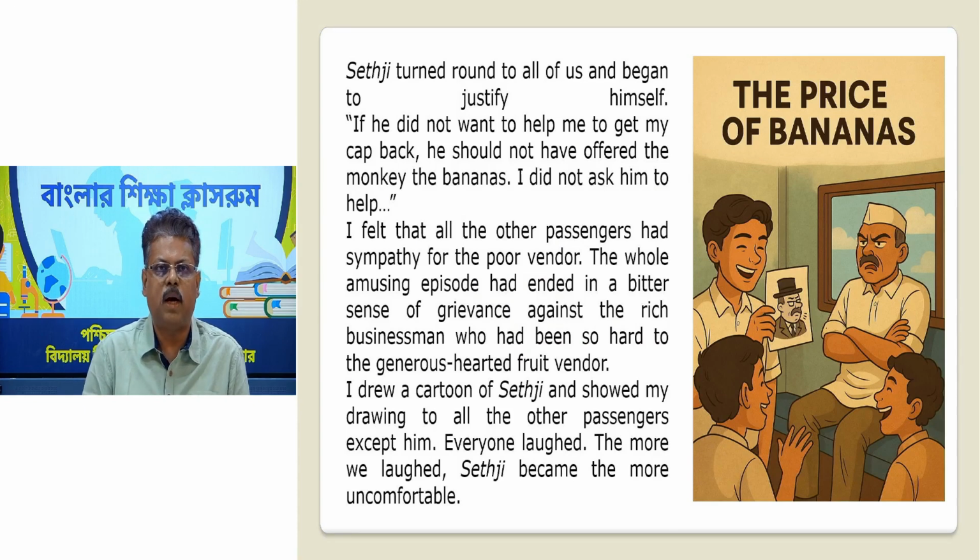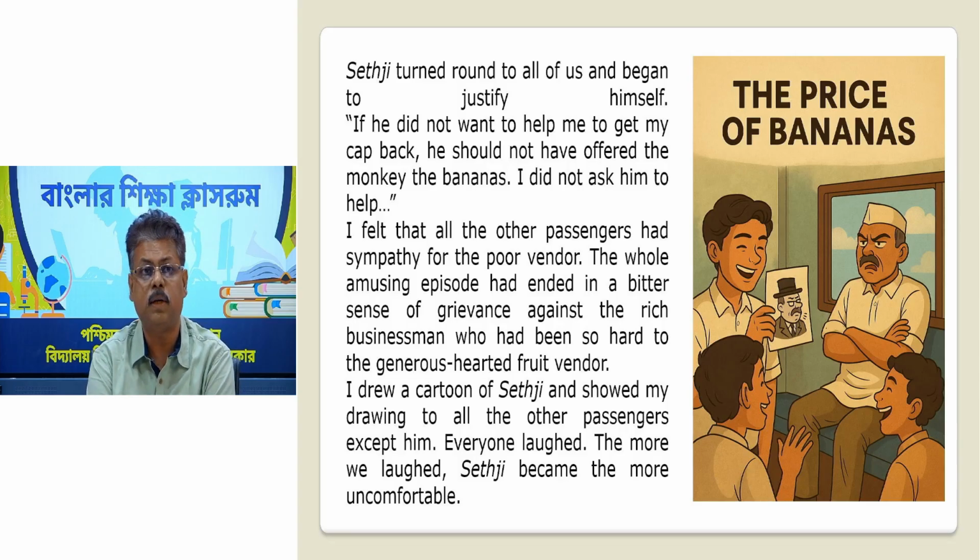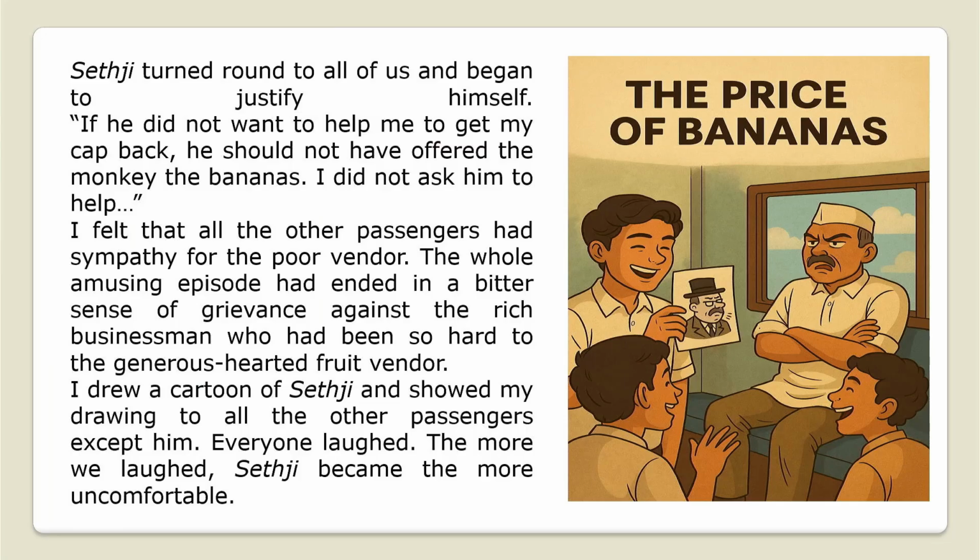He turned round to all of us and began to justify himself. If he did not want to help me to get my cap back, he should not have offered the monkey the bananas. I didn't ask him to help. So that's what Setji says to the passengers, that he did not ask for the fruit vendor's help. He came to help Setji on his own.